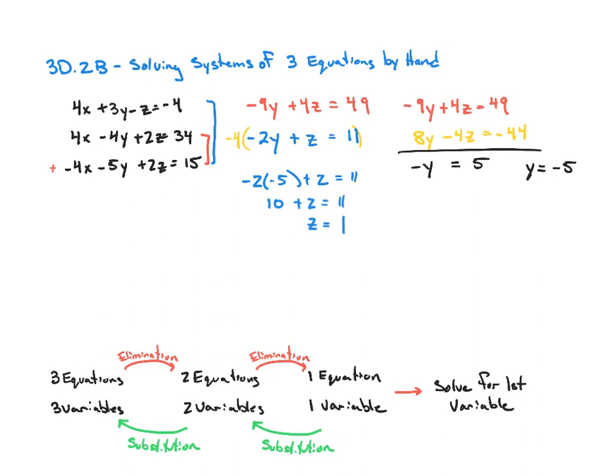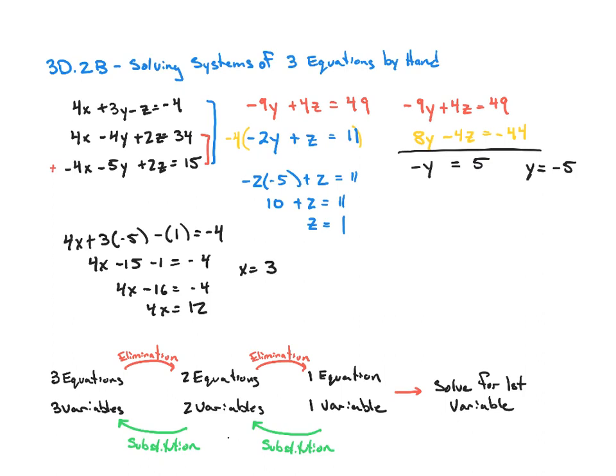And now you get to go back here, plug back into your original. Does not matter which equation you choose. I'm going to choose the first one because it's got the least values of the coefficients. So that means that I have 4x plus 3 times a -5 minus a +1 is supposed to equal a -4. So that's 4x minus 15 minus 1 is equal to -4. 4x minus 16. And now I have 4x is equal to a +12. So therefore, x is equal to a +3.